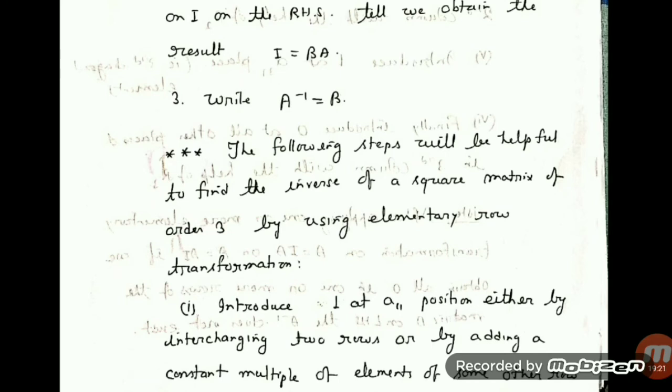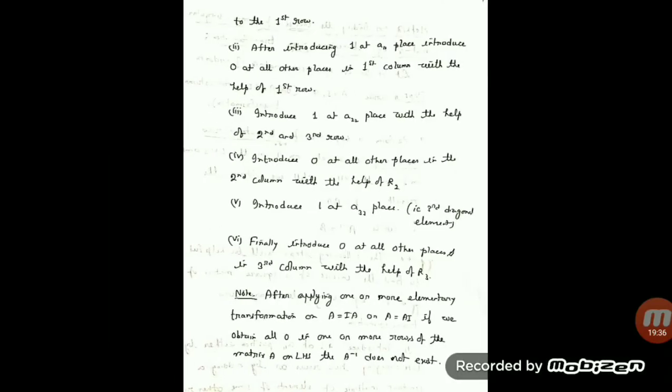That's why we try to avoid, and we are applying the first, that is interchange any two rows or multiply any row or column by a constant, and then it is added to that particular row or column. That is the first step. Prathamate A11 to 1 kori loba. After this, the second step.